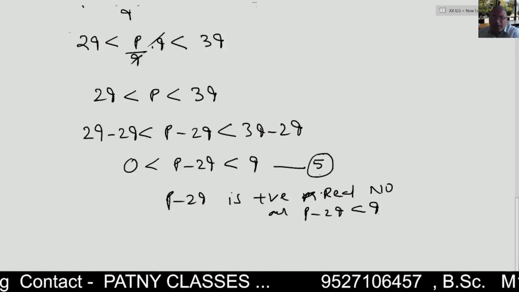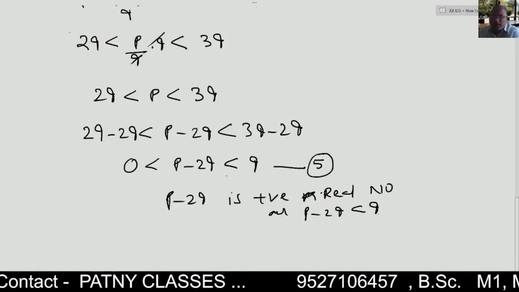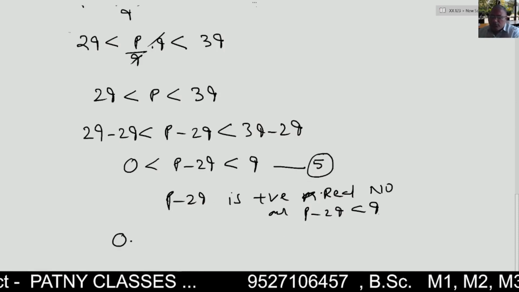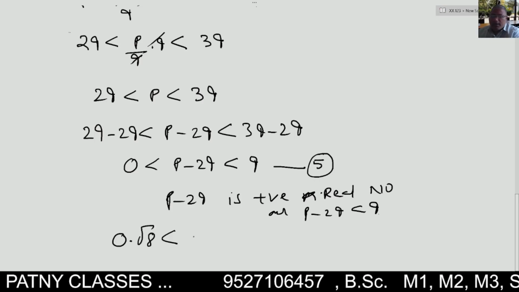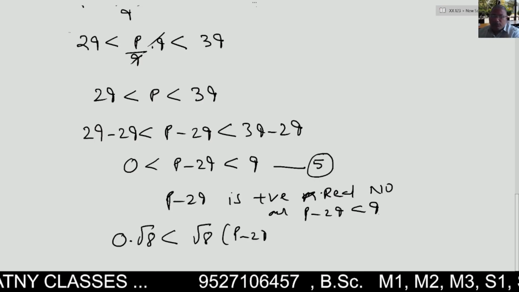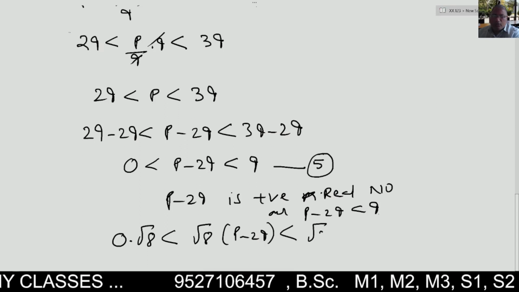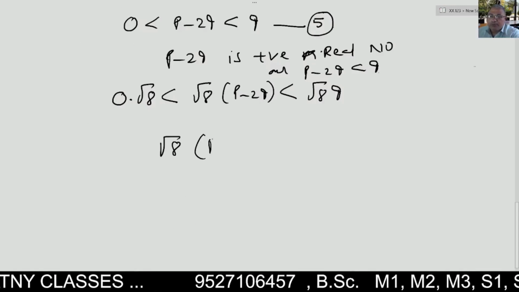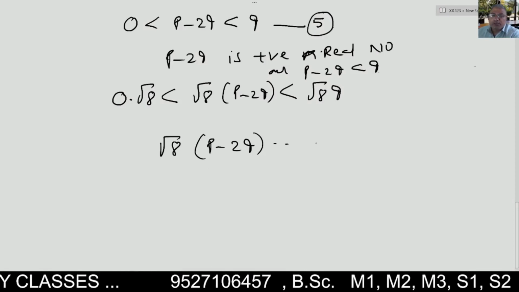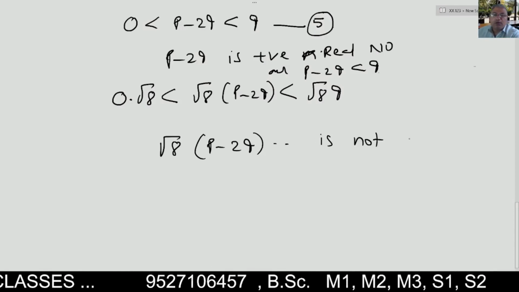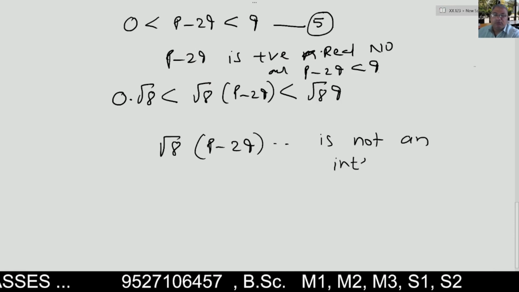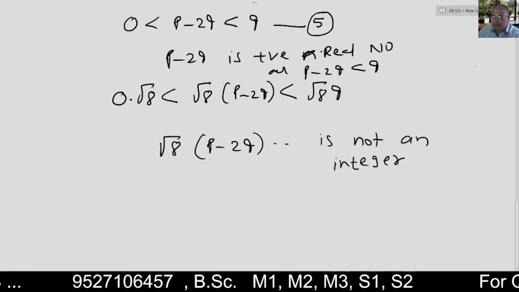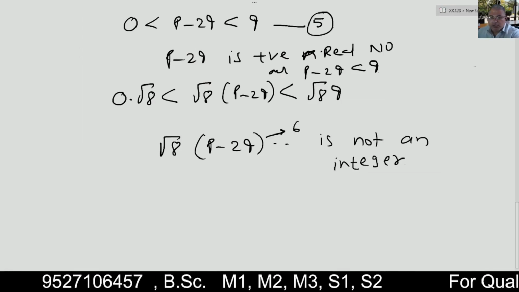In equation 5, we are going to multiply each term by root 8, that is 0 multiplied by root 8, and root 8 into p minus 2q is less than root 8 into q. Here root 8 into p minus 2q is not an integer because it got multiplied by root 8. Let us call it equation number 6.